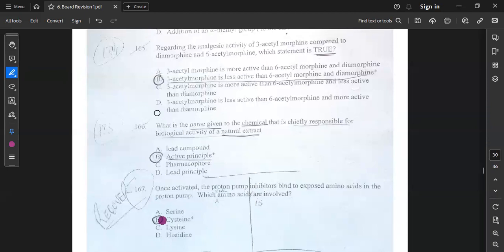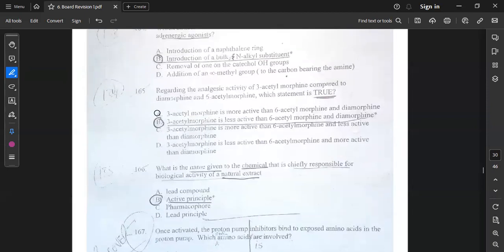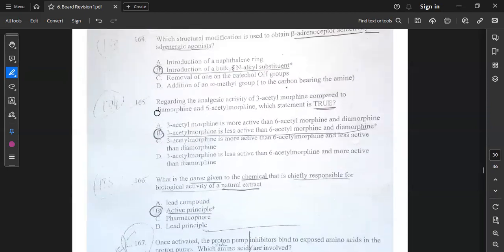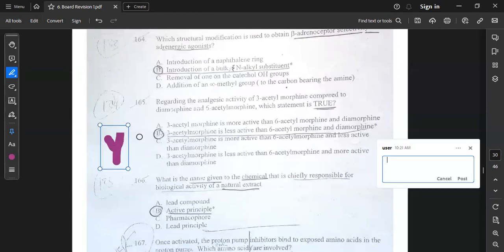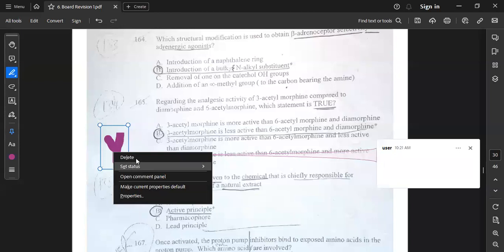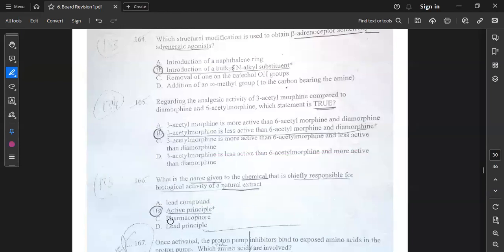Scroll the screen, please. Oh, Trinidad, are we going up? Yes, you start. The next one is 166.